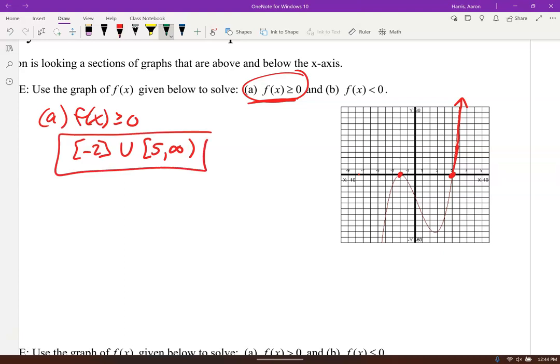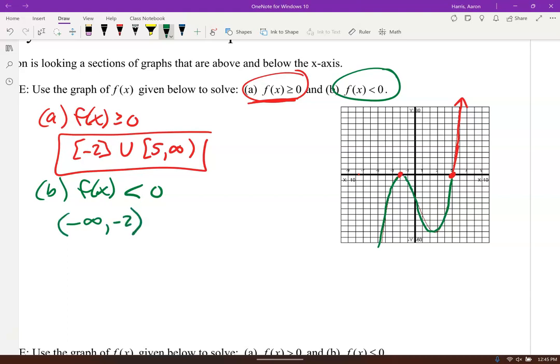Now for the next part, I'm just looking, where is the functional value less than 0? I've got to be below it. So if you notice, I'm below it here. I do touch it at 0, but I want to be below it anywhere in green. So I say, from negative infinity up to negative 2, but I can't touch negative 2 because I've got to be below the x-axis, right? And then I take off again from negative 2 up until 5, but I can't include the 5 either because I've got to be less than 0.